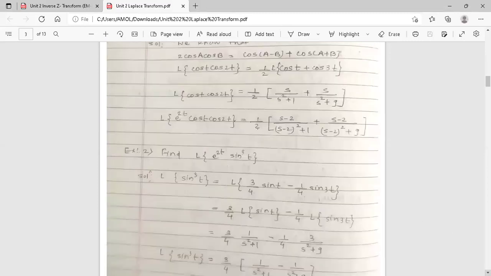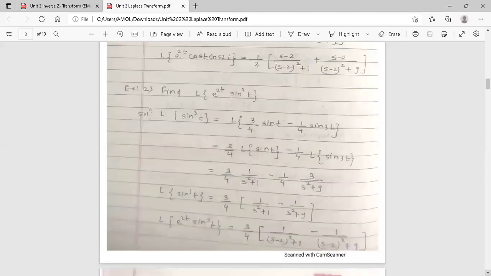Now the second example: find the Laplace transform of e raised to 2t into sine cube t. Now there is a product of two functions. One of them is the trigonometric function sine cube t and the second one is exponential. So again, using the shifting property, we can find the Laplace transform. But here the sine function is not linear, it is not only sine, it is sine cube t. So make it linear. How to make it linear? Using the triple angle formula, sine 3t equals 3 sine t minus 4 sine cube t.